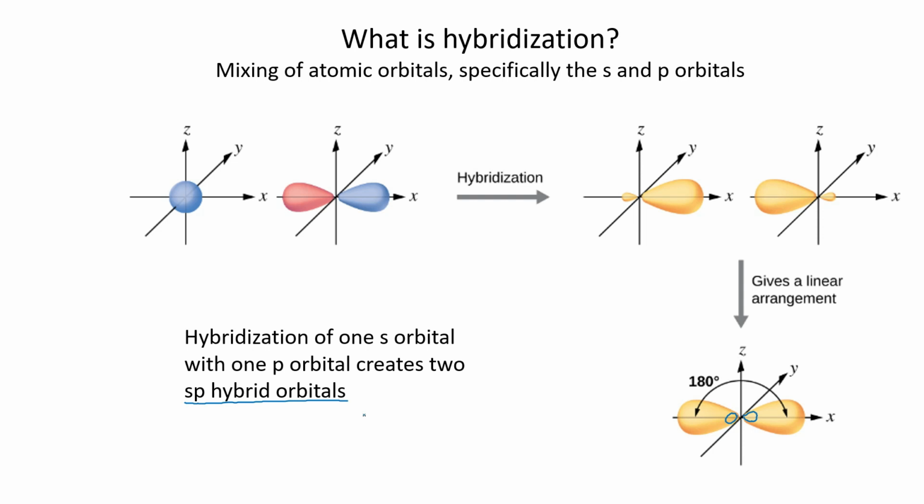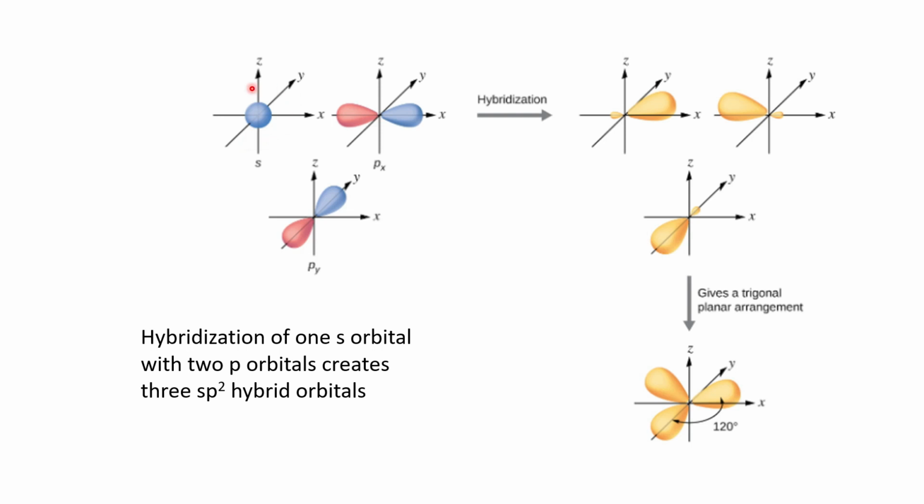Now let's see what happens when we add more than one p orbital. Now we are going to take one of our s orbitals and mix it with two different p orbitals. Again, we've got the px here, along the x-axis, and the py along the y-axis. Remember, your number of orbitals is conserved. So we have mixed 1, 2, 3 atomic orbitals, so we are going to get 1, 2, 3 hybrid orbitals.